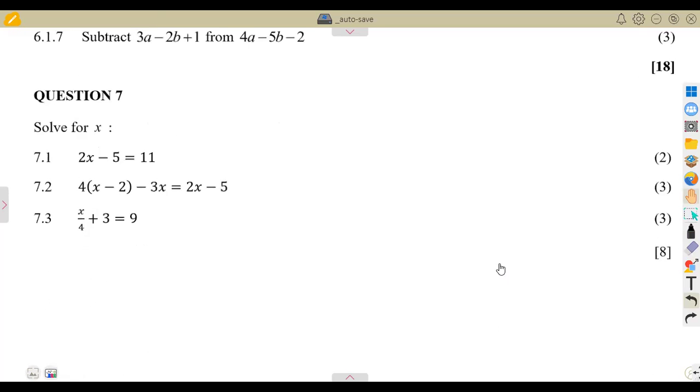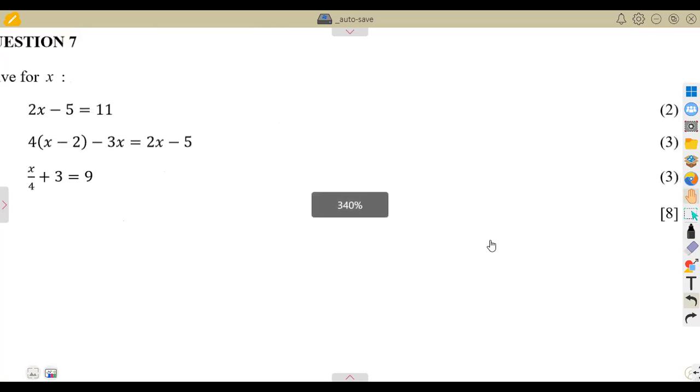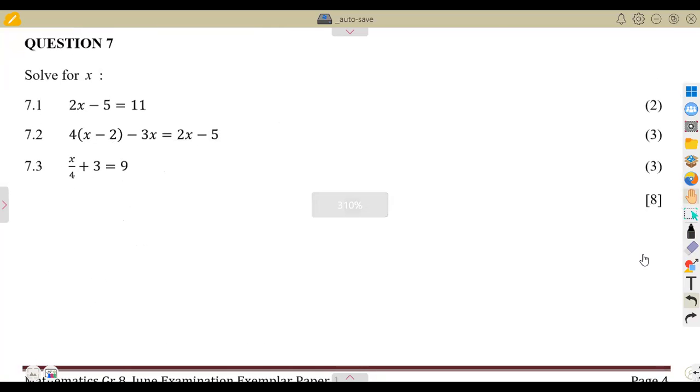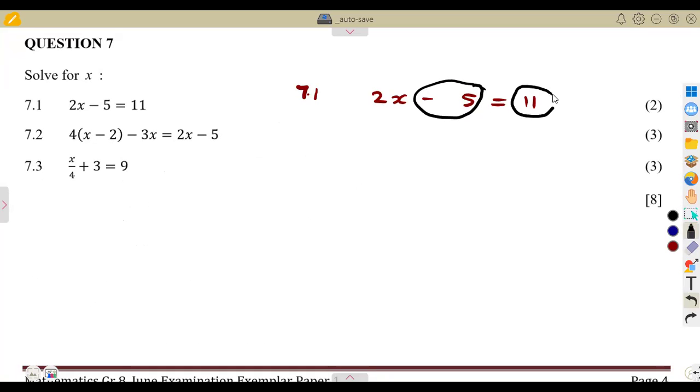All right, question 7, solve for x. These are equations. Now you have to give the value of x. What is that x that we are talking about in that equation? Okay, 7.1: 2x minus 5 is equal to 11. How do we find x? If you check, this does not have x, and also here we do not have x. These are constants. So collect these constants to one side of the equation.